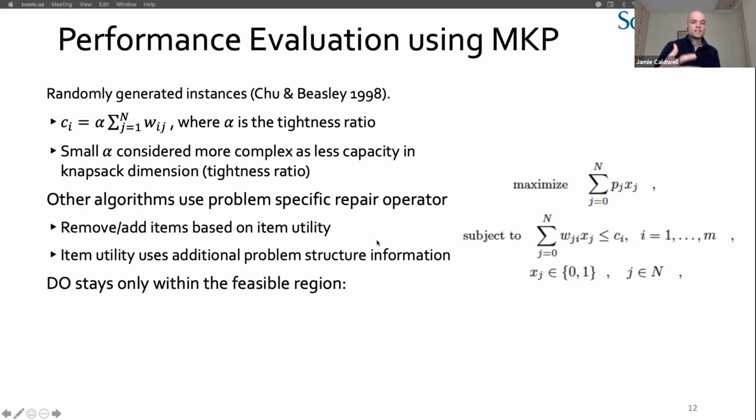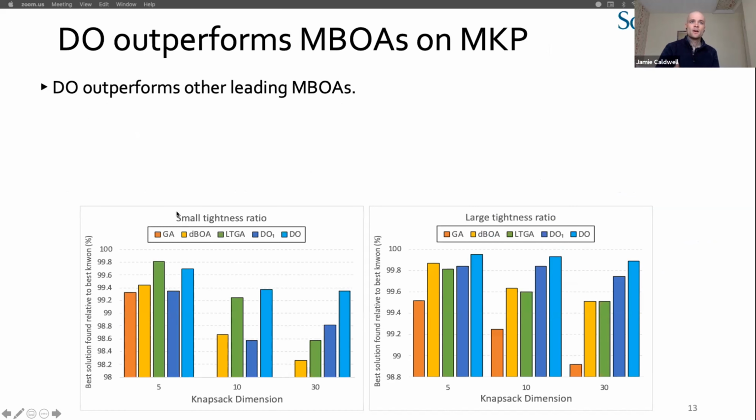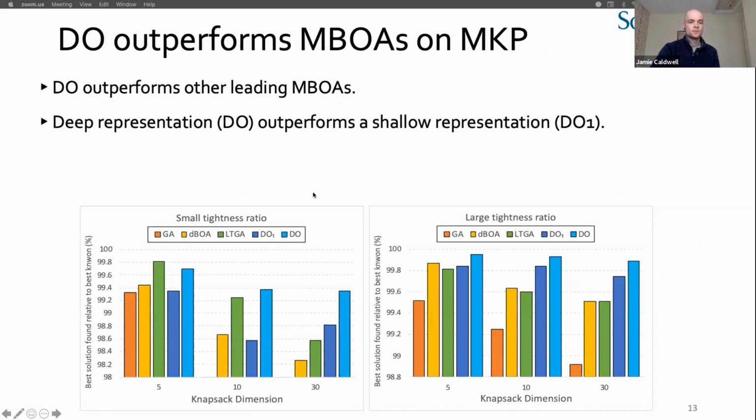Whereas deep optimization treats the problem as a black box, and it deals with infeasible solutions by only staying within the feasible region of the solution space. So no repair operator is used. If a variation violates a constraint, the solution is rejected rather than being repaired. And therefore deep optimization is using less domain-specific knowledge. Now this might seem like a handicap, but when we did this, we found that deep optimization was able to find better solutions for multiple cases in comparison to the other leading algorithms.